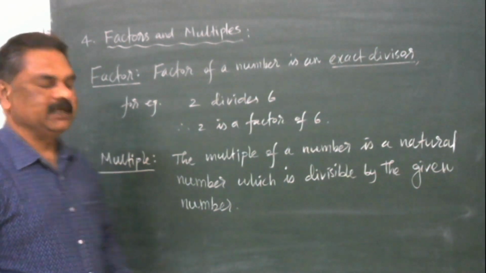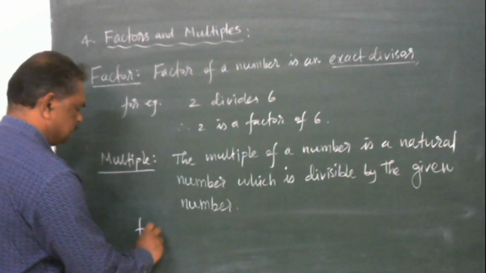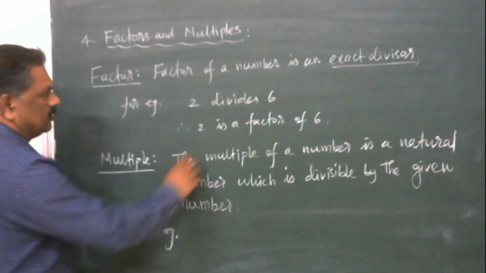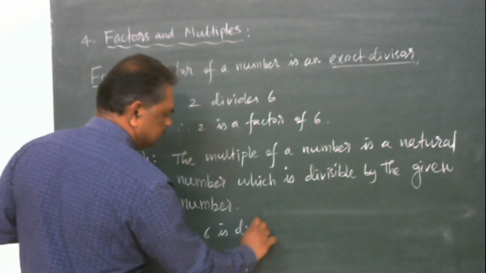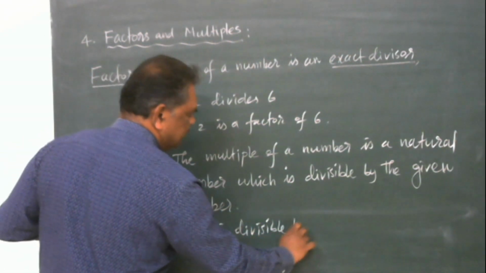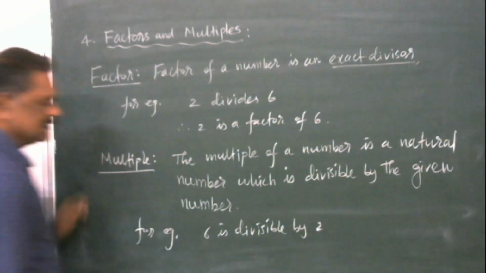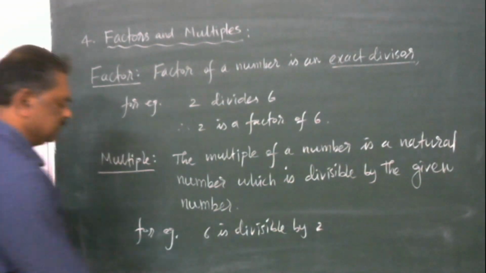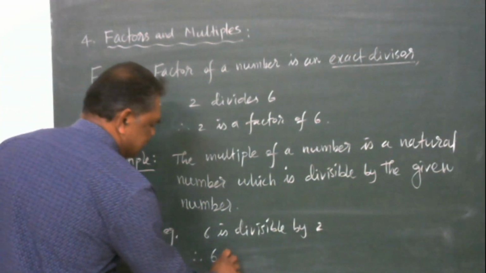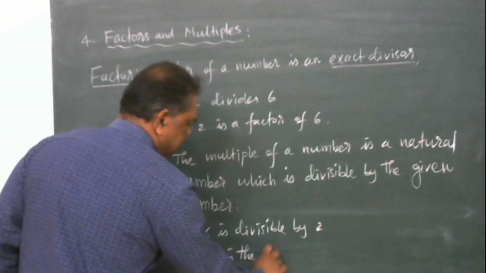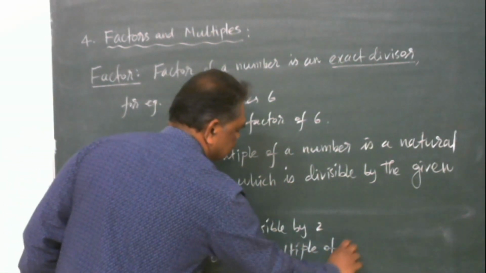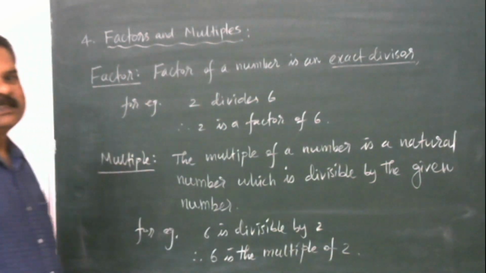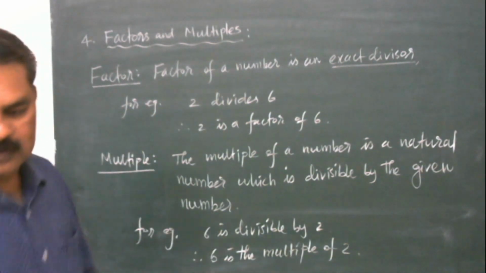It's called a multiple. For example, 6 is divisible by 2. Therefore, we call 6 the multiple of 2.